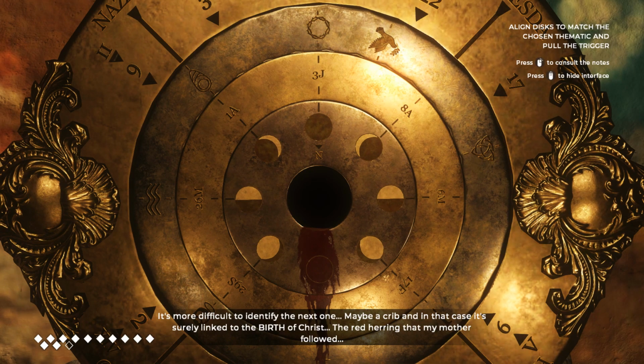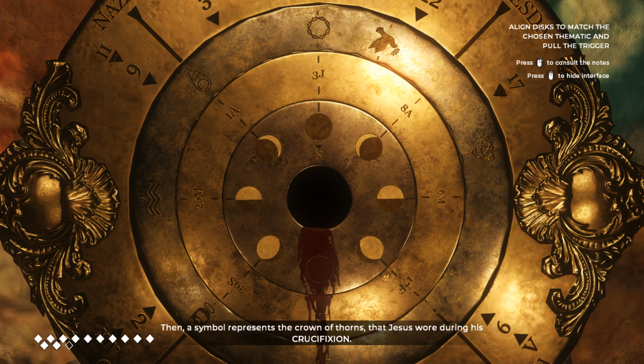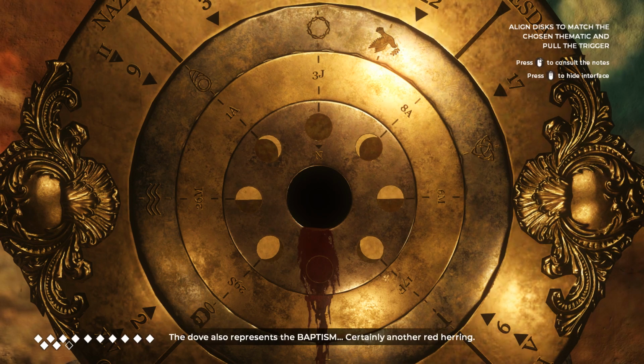The red herring that my mother followed. Then, the symbol represents the crown of thorns that Jesus wore during his crucifixion. The dove also represents the baptism. Certainly another red herring. Then comes the symbol of the Trinity. And finally, the candle that must stand for the Last Supper.